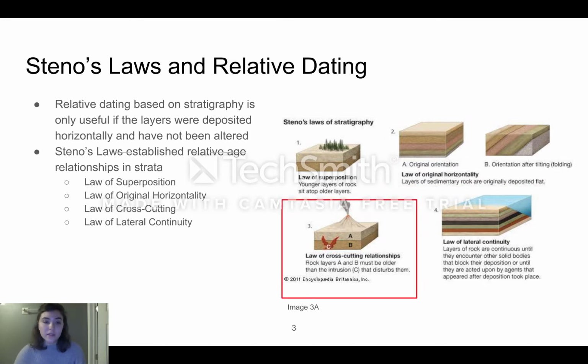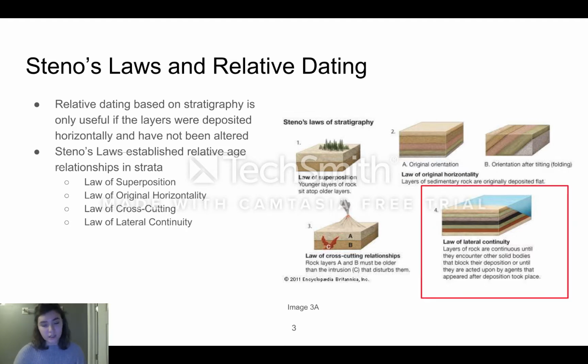The third law is the law of cross-cutting relationships, which states that rock layers are older than the intrusion that disturbs them. This intrusion is called a dike, and they are usually igneous and are happening because of plate tectonic movements. The fourth law is the law of lateral continuity. This states that all layers of rock are continuous until they encounter bodies of water that block them, or if they undergo changes after they had formed. This helps us to link opposite bodies of a river, or in cases like the Grand Canyon. It gives us an idea of what happened when these bodies were forming or after they were formed.